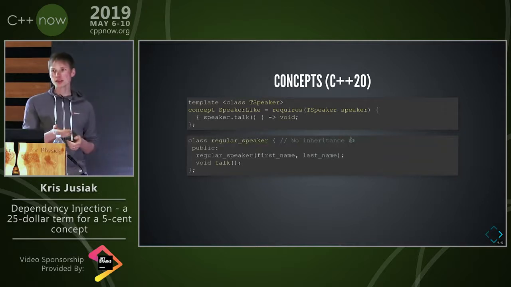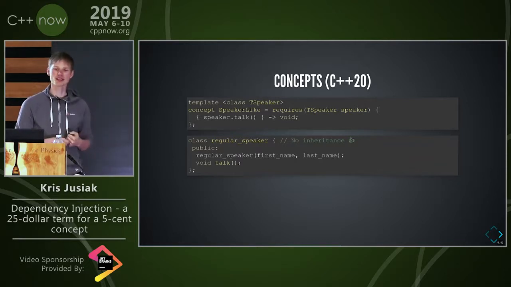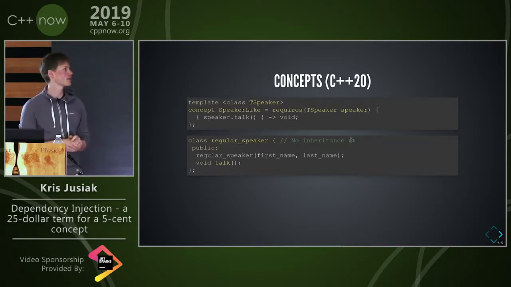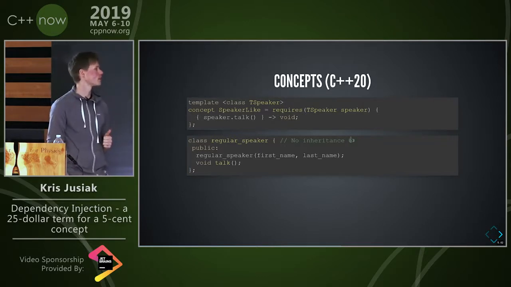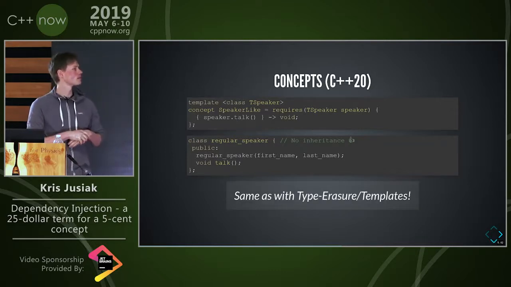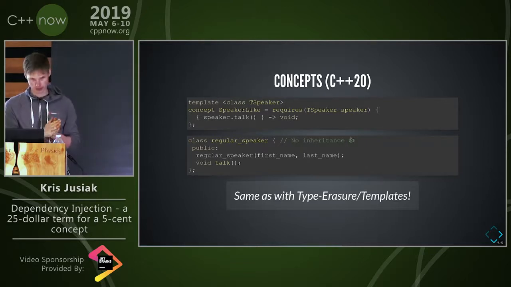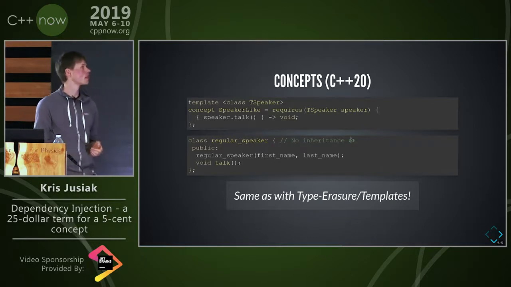So the implementation of the speaker will be basically the same as before, just no inheritance, because we don't have to inherit from a concept. That's why it's much better than the inheritance on its own, because we're not coupling to the speaker-like kind of thing. So that's positive. But yeah, the point is that it's the same as with type erasure templates. And yeah, all in all, that's very positive from our perspective. Make sense?